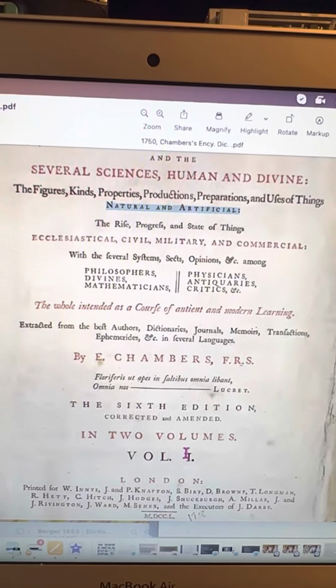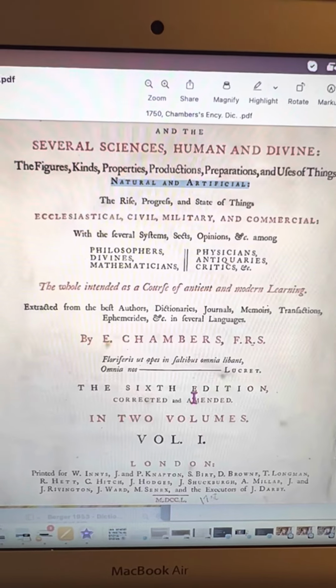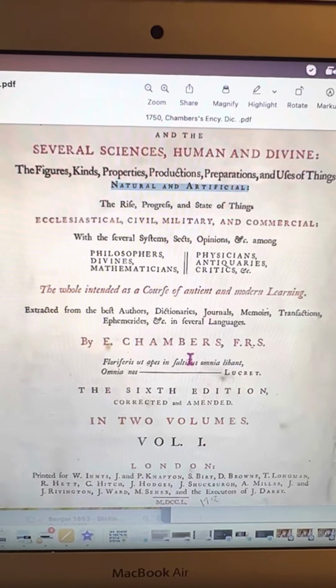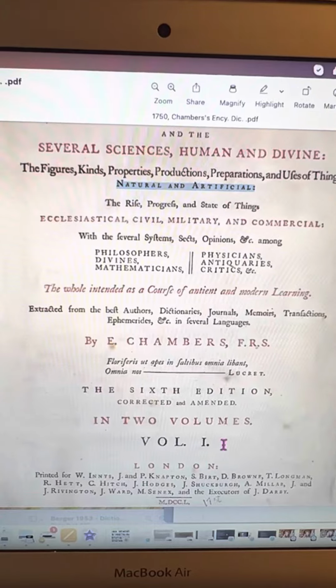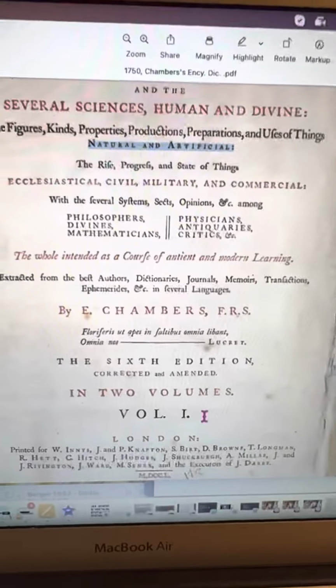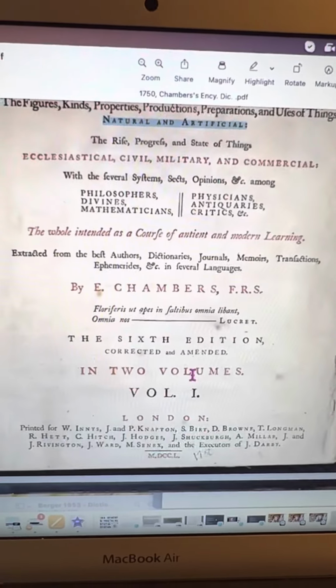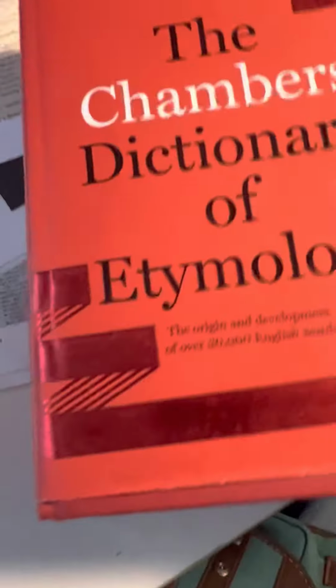6th edition, volume 1. Now I wanted to look up state in this old Chambers dictionary, but this is volume 1, and so state is not in this volume. I would have to find volume 2 to look up the word state. But I do have a modern Chambers Encyclopedic Dictionary.